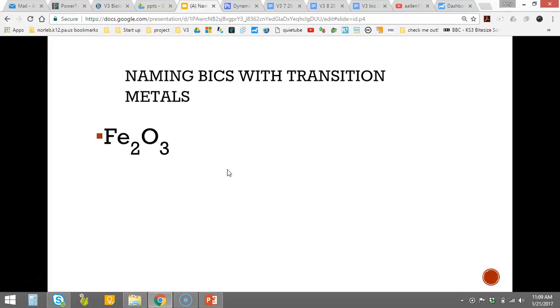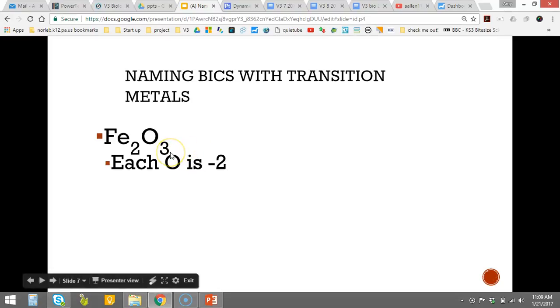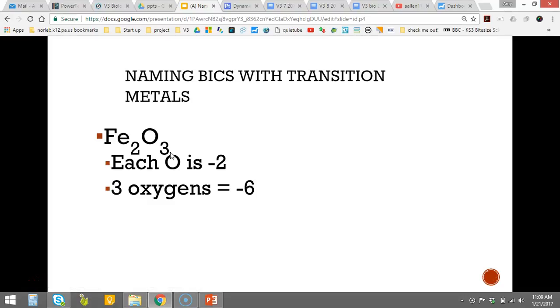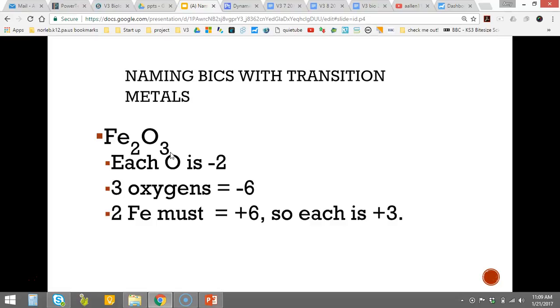Our next example, Fe2O3. Each oxygen is -2, and we have 3 of them. So that gives us a total of -6. To balance that out, our ions must total +6. Since we have 2 irons, each of them is a +3. So you can see that we have to do a little simple math in order to figure out the charge on the transition metal. That makes this compound iron(III) oxide.